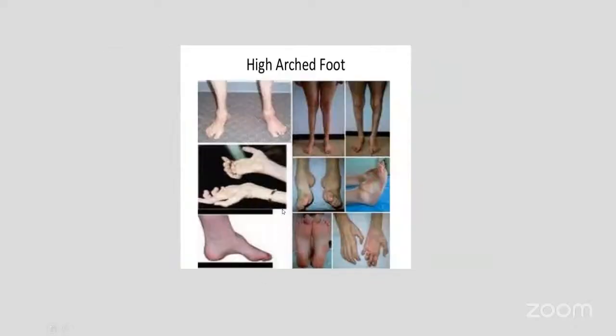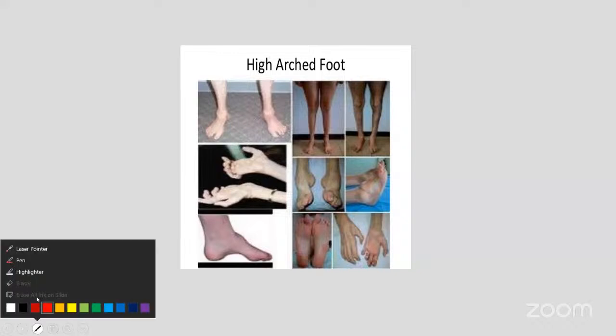So these are the foot deformities and hand deformities seen in long-standing acquired or hereditary neuropathies. Pes cavus, hammer toes, and claw hand deformity can be seen. So this is the inverted champagne bottle appearance of hereditary neuropathies.